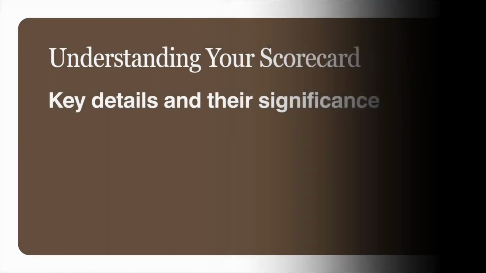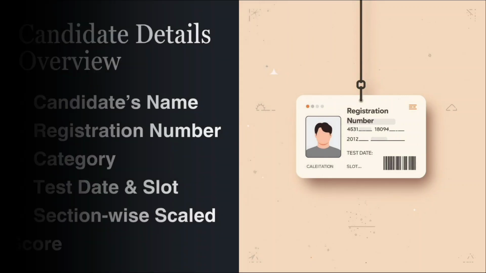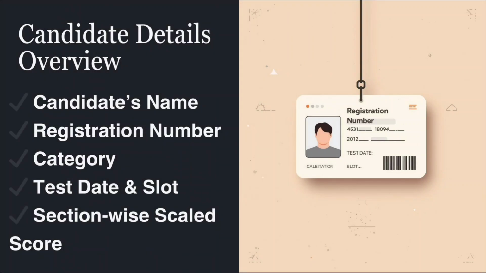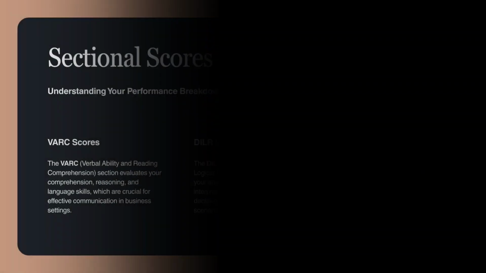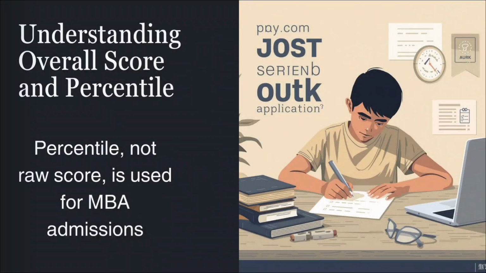Now let's understand what information you will see in your CAT 2025 scorecard. So your scorecard will show the candidate's name, registration number, category, test date and slot. Then section wise scaled score, that is VARC, DILR and quantitative aptitude. Then section wise percentile, overall scaled score and overall percentile. Here the important thing to be noted is percentile, not the raw score, is used for MBA admission. This scorecard will be required during IIM calls and other B-school applications also.